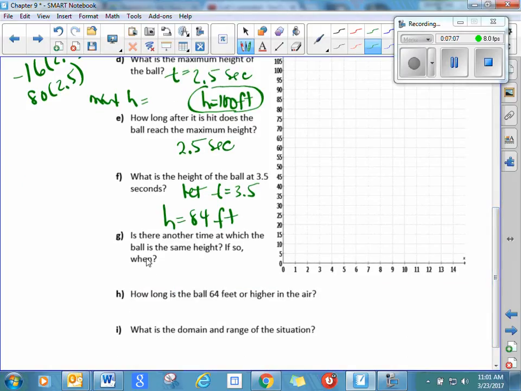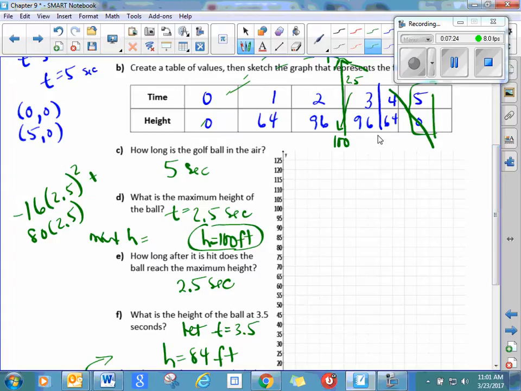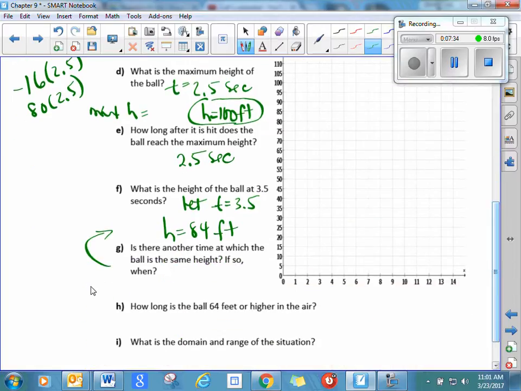And then it says, is there another time at which the ball is the same height? And it's talking about F. So we know there is, because it's on the other side of when it's going up and coming down. We've determined that at 3.5 seconds, it's coming back down to 84. Well, we know it had an 84 going up, so it would be at 1.5 seconds.